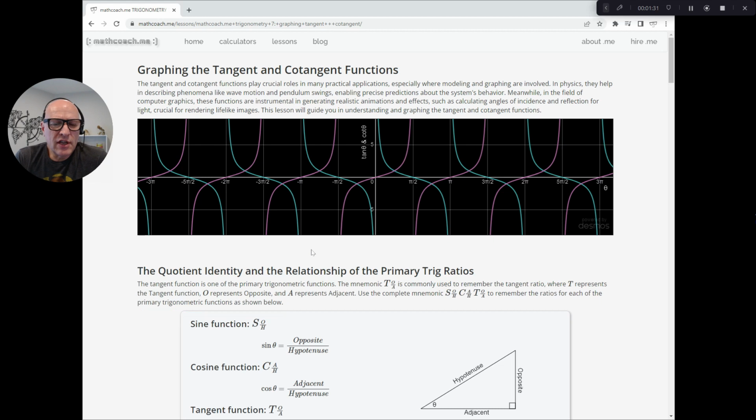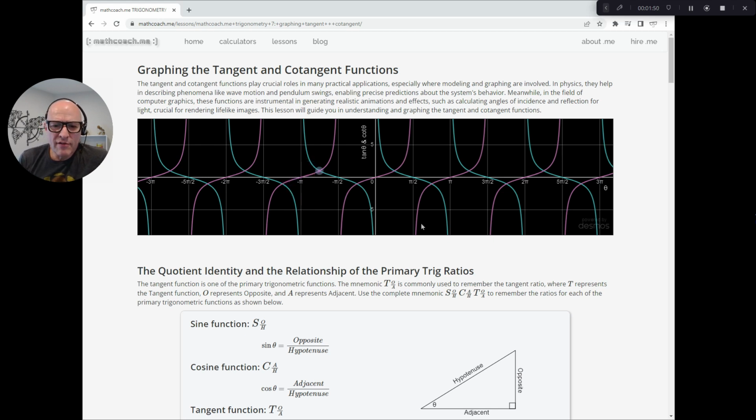There are many applications for the tangent and cotangent functions, like the sinusoidal wave functions, both in modeling natural phenomena like tidal waves, but also pendulum motion. Also a lot of applications in computer graphics as well.